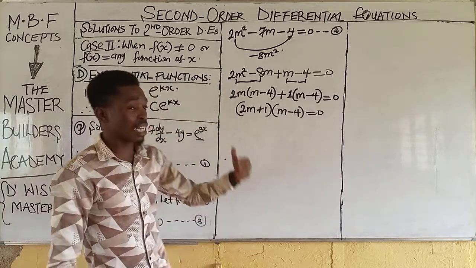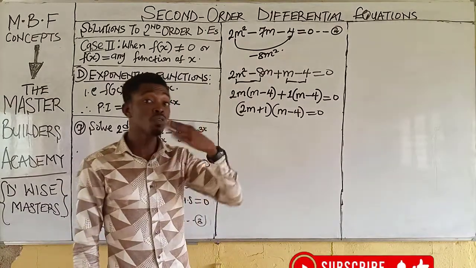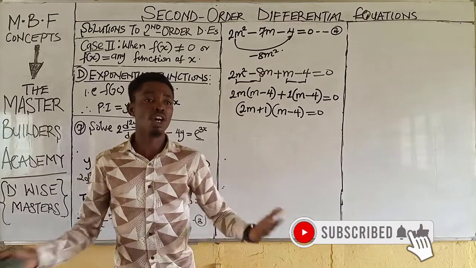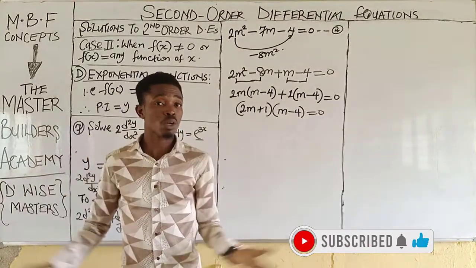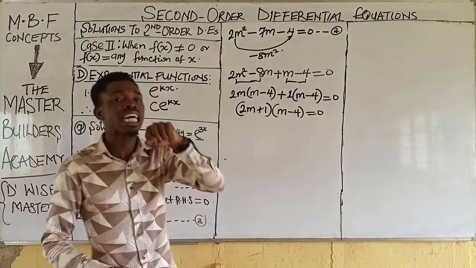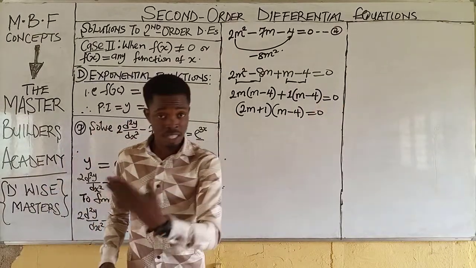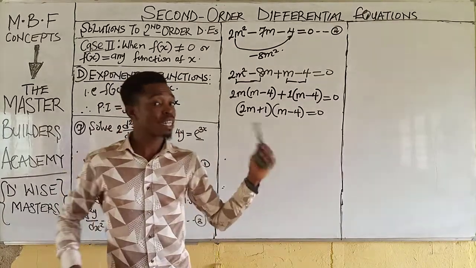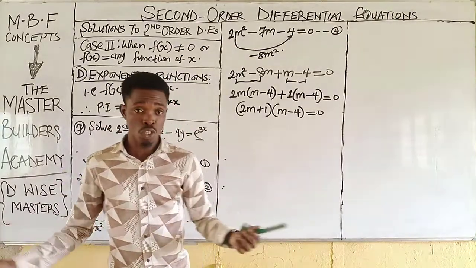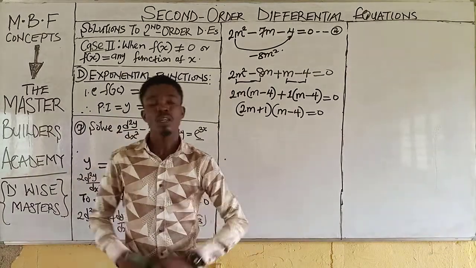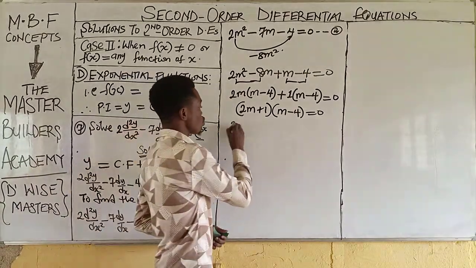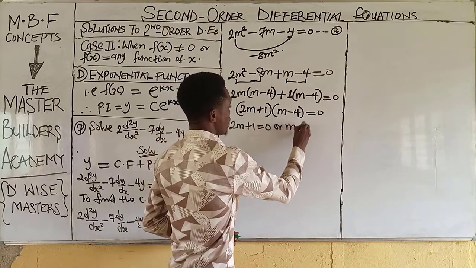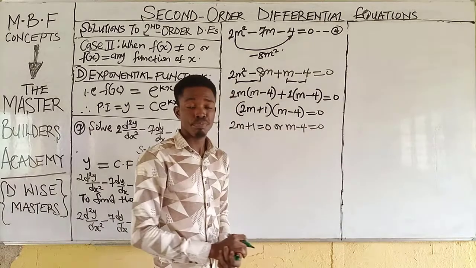And by extension, we understand that for the product of two factors or two functions to be 0, one of the factors must be 0. Of course, we have two factors here, but we do not actually know the one that is 0. So therefore, we will assume either the first bracket is equal to 0 or the second is equal to 0. This is where probability comes in, because we are not certain about the particular function that is equal to 0 for the product of these two functions to be 0. Therefore, we have 2m + 1 = 0, or m - 4 = 0.